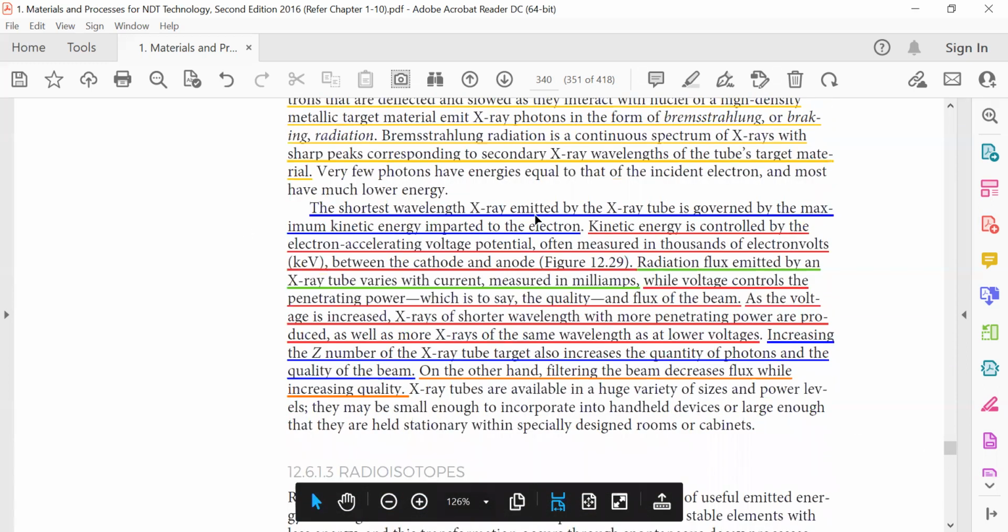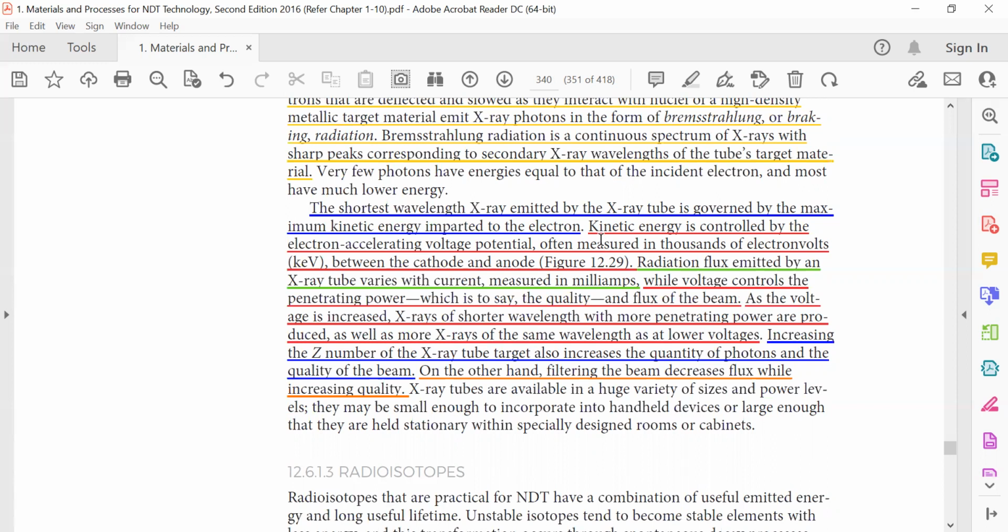The shortest wavelength X-ray emitted by the X-ray tube is governed by the maximum kinetic energy imparted to the electron. Kinetic energy is controlled by the accelerating voltage potential, often measured in thousands of electron volts (keV), between the cathode and anode. Radiation flux emitted by an X-ray tube varies with current, measured in milliamperes, while the voltage controls the penetrating power, which is to say the quality and flux of the beam. So increasing voltage increases the quality and flux of the beam and penetrating power.